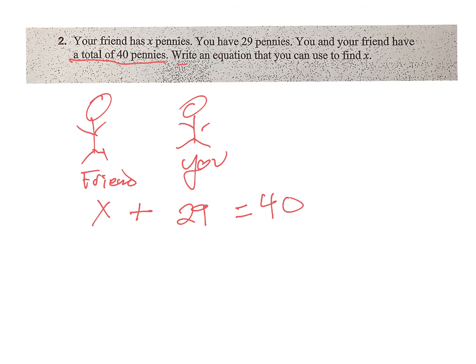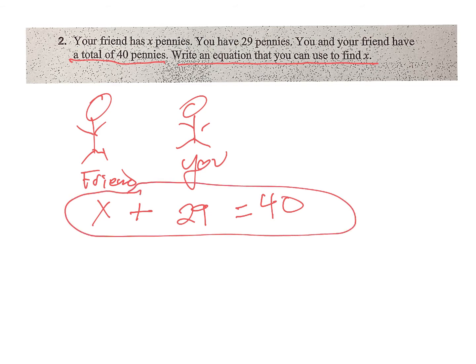And it says write an equation that you can use to find x. Now, this right here is an equation. x plus 29 is going to equal 40. Because if I put what my friend has and what I have together, which is addition, then I will get my total. It said I had a total of 40.